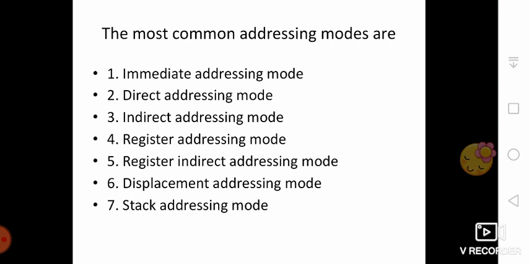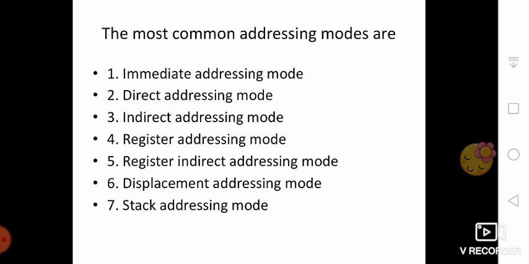Then direct addressing. In direct addressing mode, the effective address of the operand is given in the address field of the instruction. It requires one memory reference to read the operand from the given location and provides only a limited address space. The length of the address field is usually less than the word length. Example: move p comma r0, or add q comma r0, where p and q are the addresses of operands and r0 is any register. Sometimes the accumulator is a default register, so the instruction will look like add a.